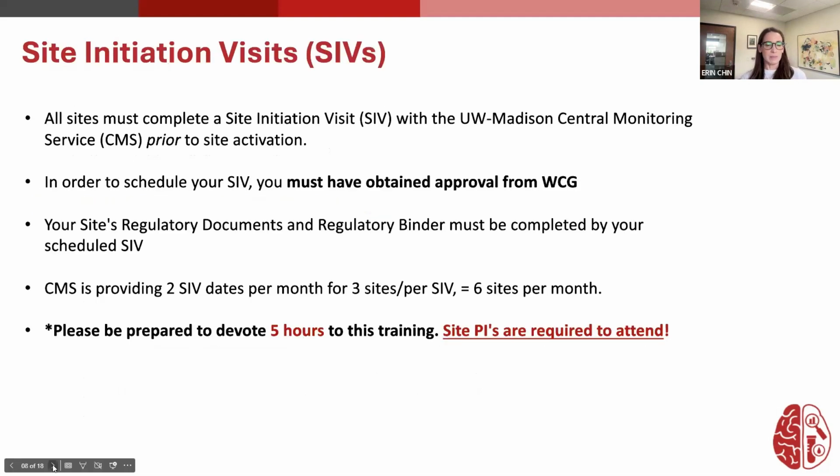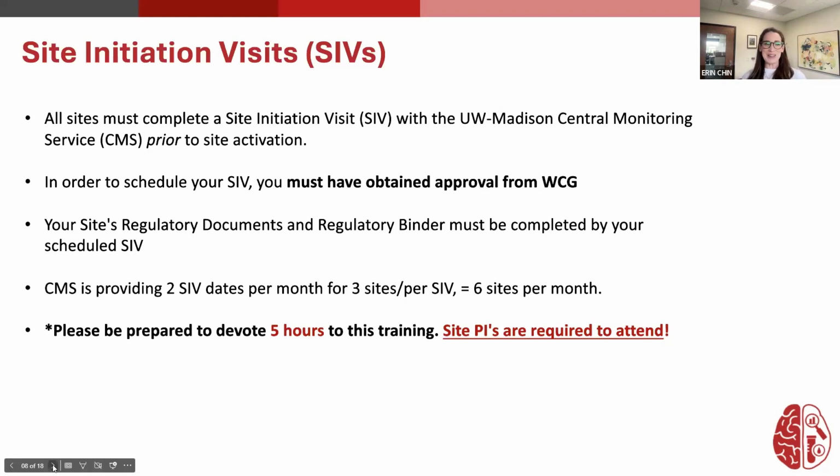Next slide, please. And then I just wanted to talk a little bit about the site initiation visit. So all sites that are participating in CLARiTI will need to go through a site initiation visit with our UW-Madison Central Monitoring Service. So this will be the service that will be monitoring your study activities. You must have WCG IRB approval before we can schedule that site initiation visit. And then the expectation is that your regulatory documents and your regulatory binder would be complete by the time that you have that site initiation visit.